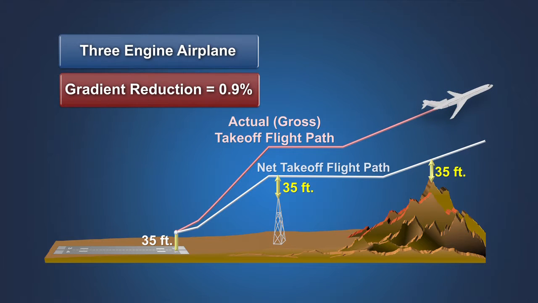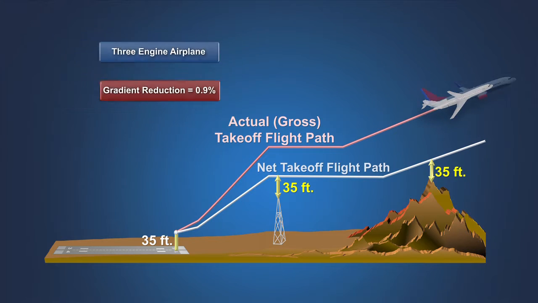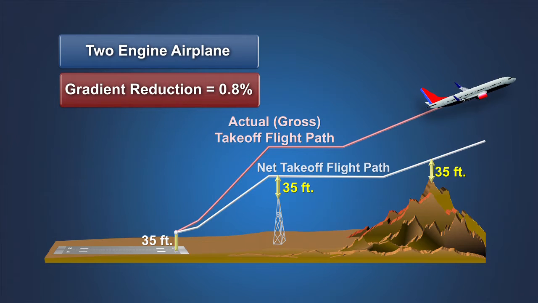For 3-engine jet airplanes, the regulatory gradient and acceleration reduction defining the net takeoff flight path is 0.9%. For 2-engine jet airplanes, the regulatory gradient and acceleration reduction is 0.8%.